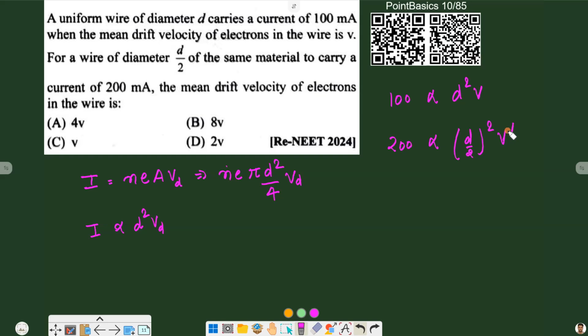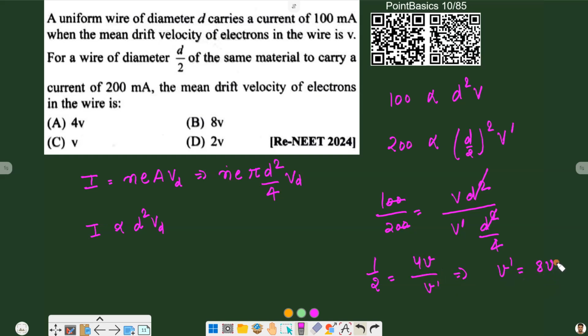So d by 2 whole square, and drift velocity v dash we have to find out. Now we can divide both of these two equations. What we will get, 100 by 200 is equal to d square v upon v dash d square by 4. D square get cancelled. Here we have 1 by 2. This will go on top. We will get 4. So half is equal to 4v by v dash. And from this v dash is equal to 8 of v. Option B will be the right answer. Moving to the next one.